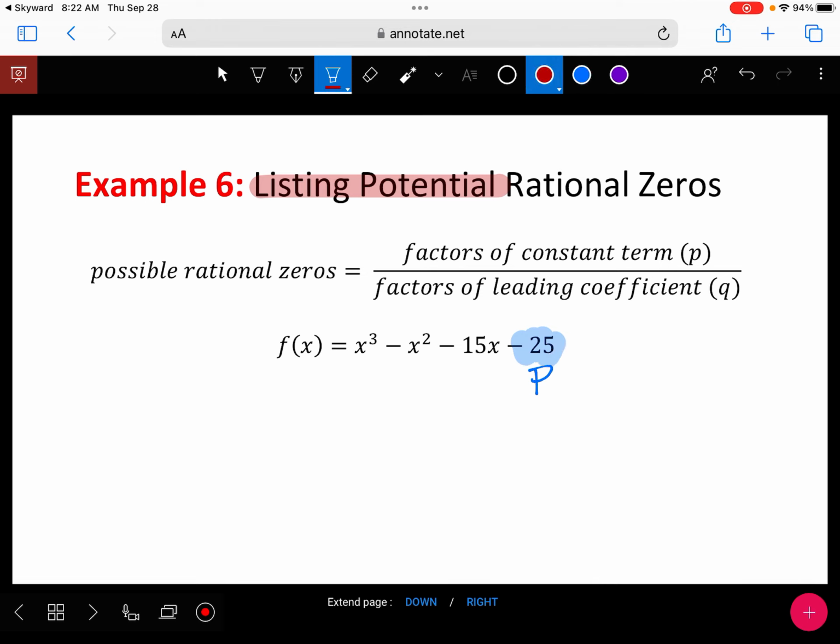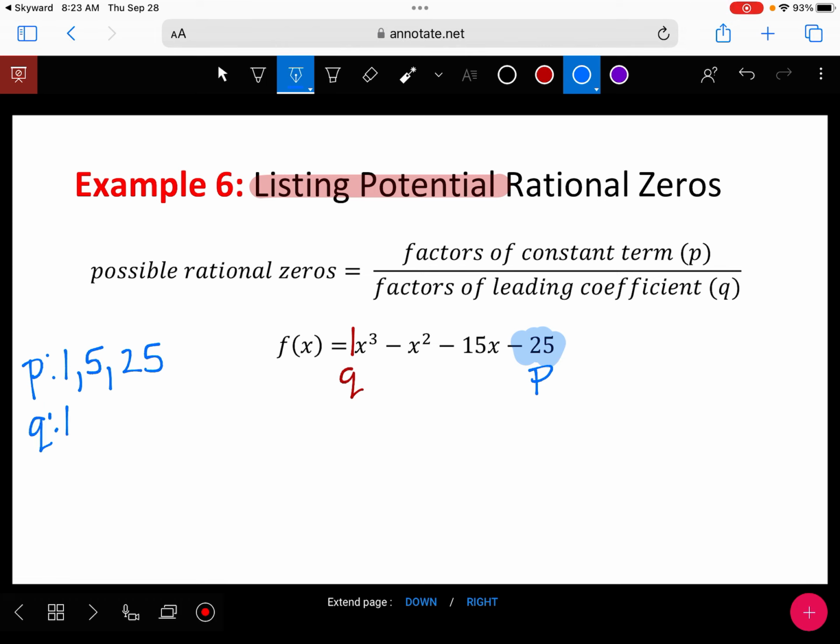And I'm going to put that over, and there's an invisible 1 right here in front of, that represents the Q. So what are all of the numbers that will divide into 25? It's really not a lot. So we'll always start off with 1, 5, and 25. And what numbers will go into Q? Well, Q is 1, and the only number that goes into 1 is 1.